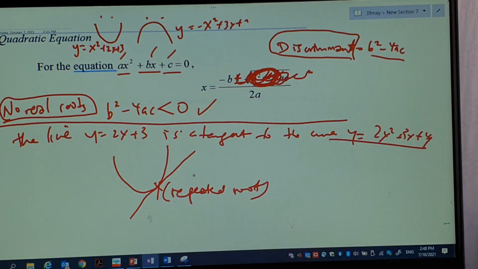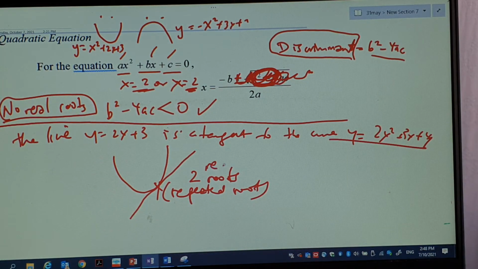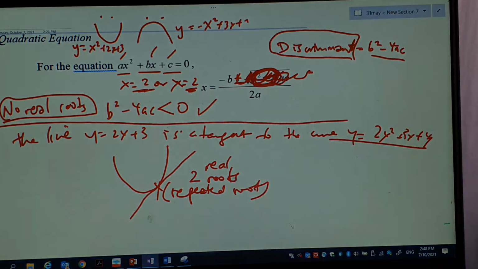It is considered two roots because when you solve this quadratic equation, you get x equals maybe 2 or x equals 2. So the two roots are equal. That's why we call it two real repeated roots, or two repeated real roots. Okay? So this is what we call repeated roots. Follow?